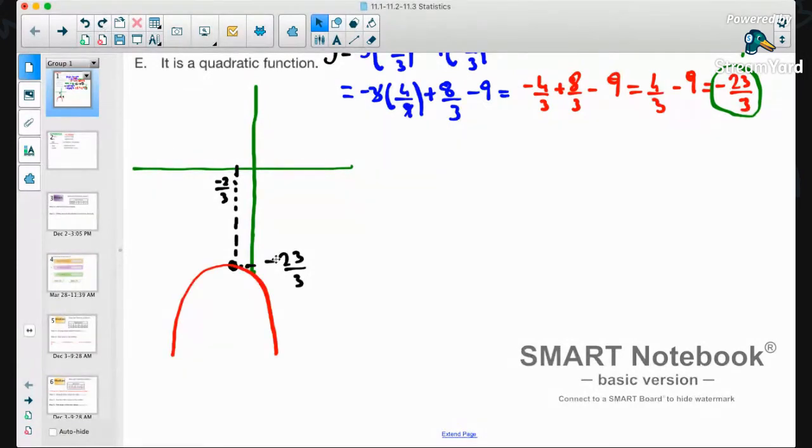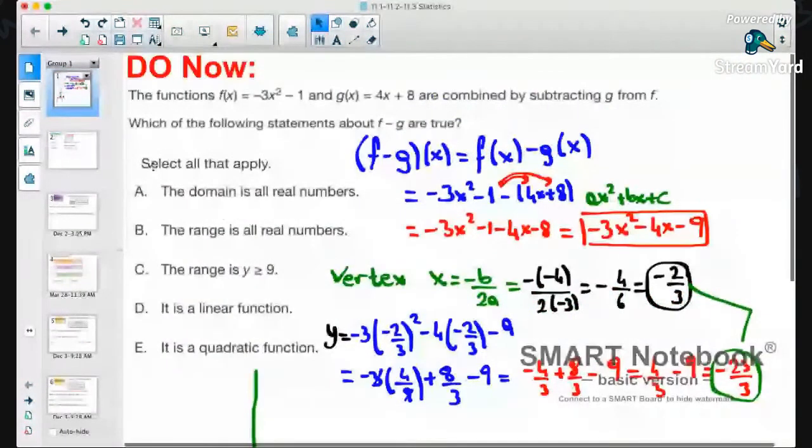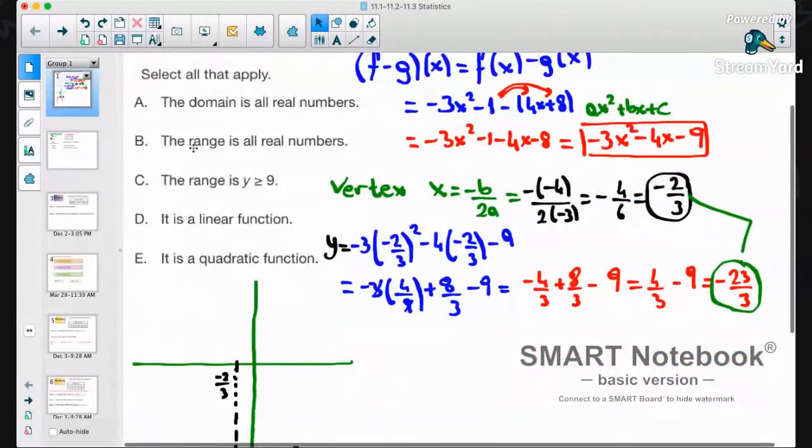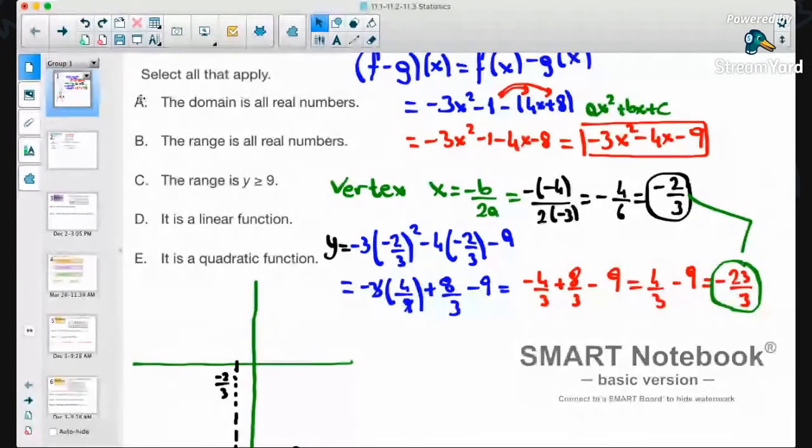So now I can answer those multiple choices. As you see here, the domain is all the real numbers. Domain is all possible x values. As you see here, you can substitute all the x values. So we can say A is correct.